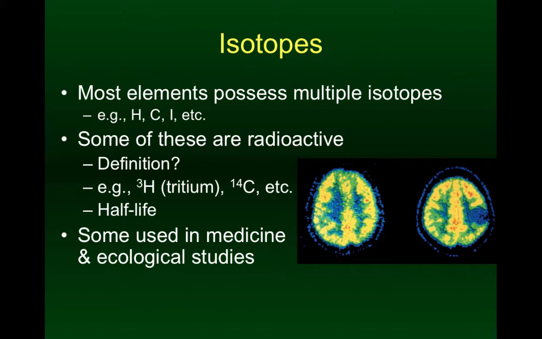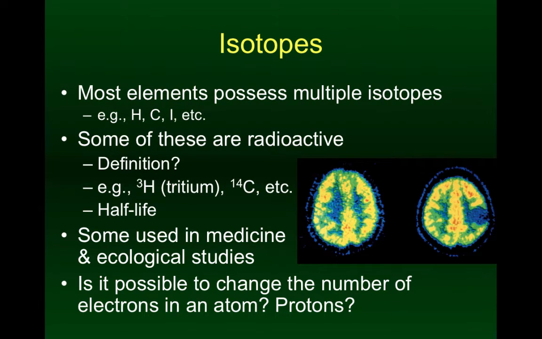Isotopes are really important when it comes to certain types of medical studies, scans, and so forth. It's also very important when it comes to ecological studies, where people track the movement of different isotopes through the environment as different organisms move, for example. So you can actually track migration of animals based on isotopes they pick up in their bodies in different parts of the environment.